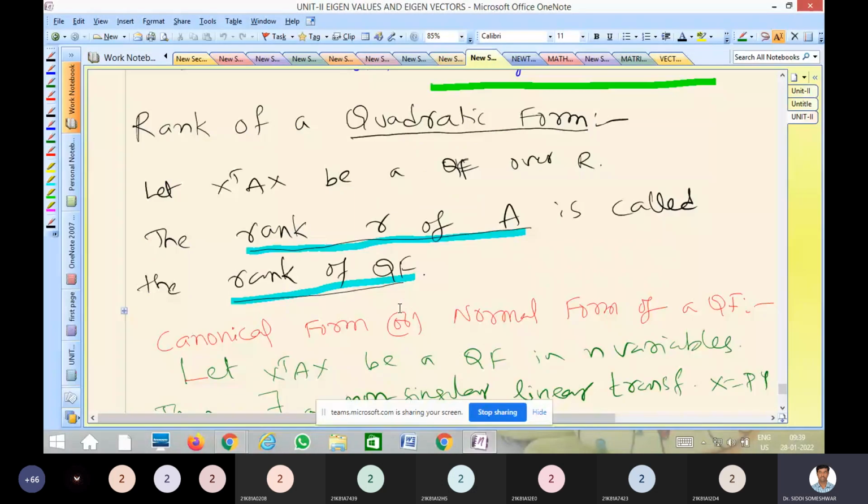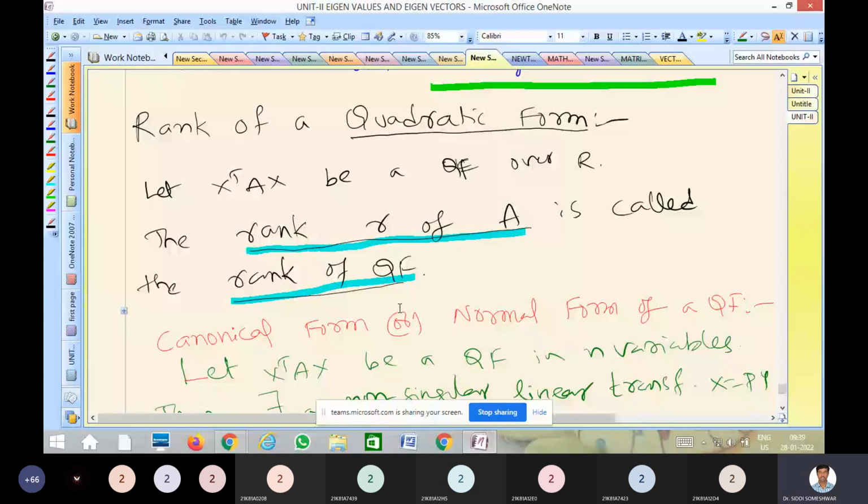Rank of a quadratic form. To find the rank of the quadratic form, we need to find the rank of capital A. That is, if the rank of capital A is R, we say the rank of the quadratic form is R.